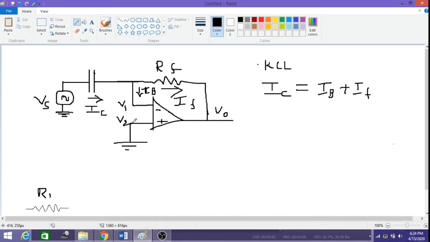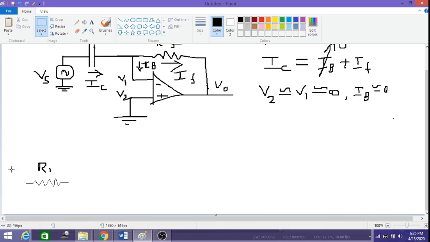Due to the virtual ground concept here, V2 is connected to ground, because of which V1 is also connected to ground virtually. Therefore V2 is approximately equal to V1, which is approximately equal to 0. In that case, our IB is also approximately equal to 0. So in this equation IB is 0, and then we have only IC is equal to IF.